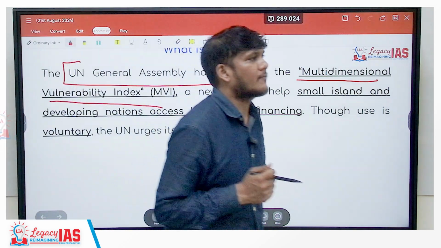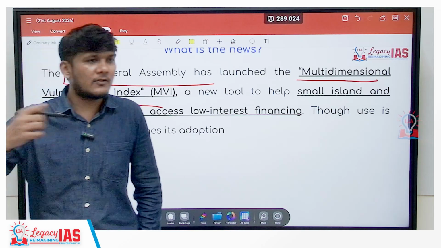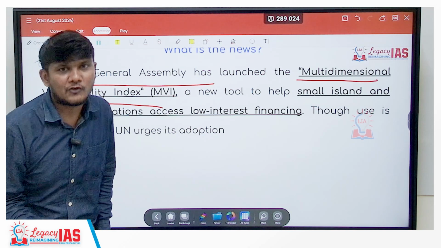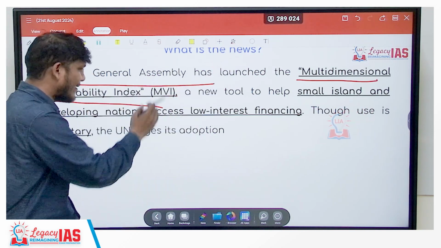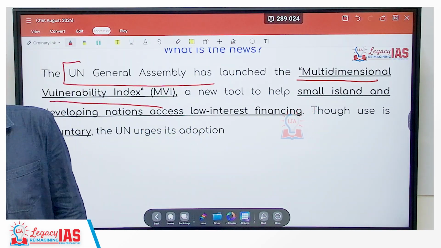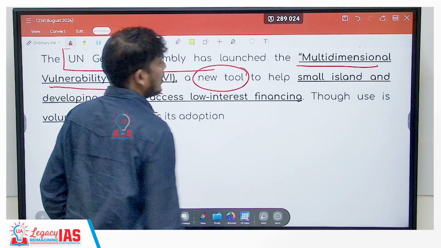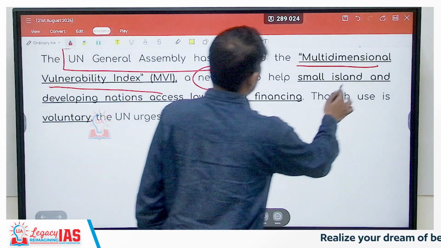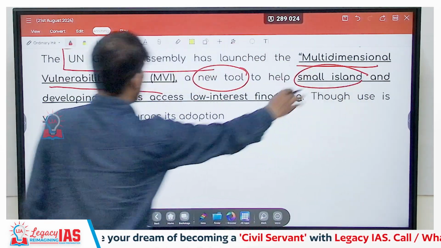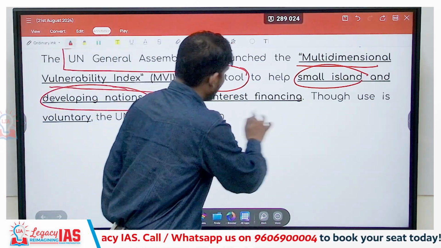What is the reason for this? See, the United Nations provides aid and charity for different reasons to different countries. Now they want to do it more efficiently, and this Multidimensional Vulnerability Index is supposed to give them a better understanding of the least developed countries, island countries, and so forth. So that is why they have brought it as a new tool, for helping the small islands and developing nations to access low interest financing.